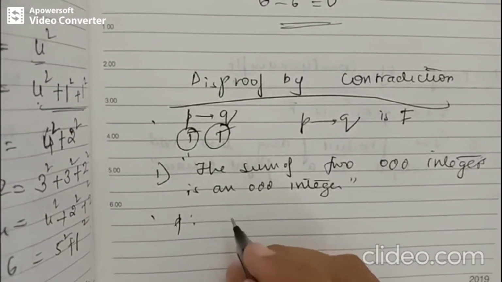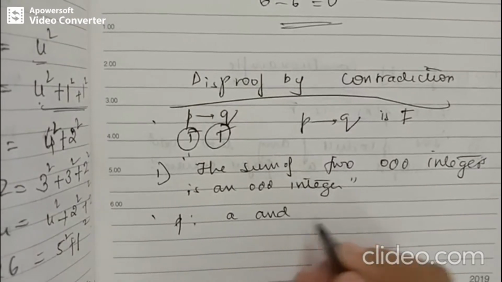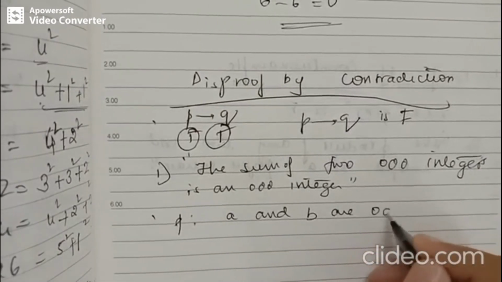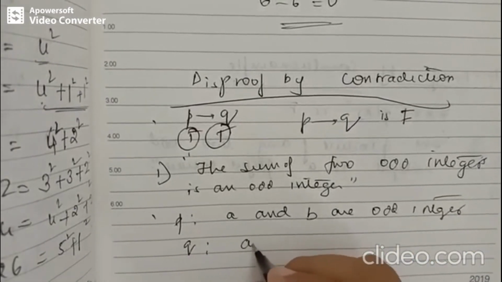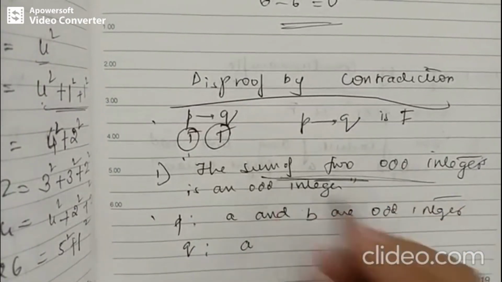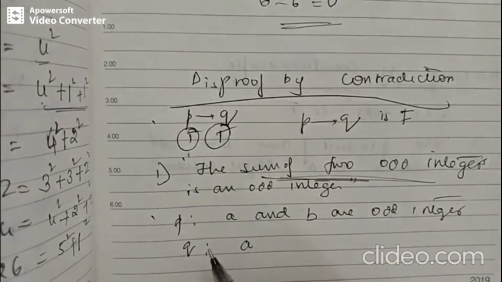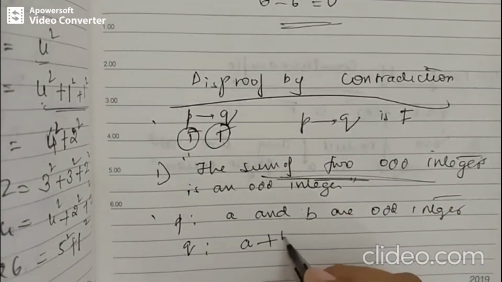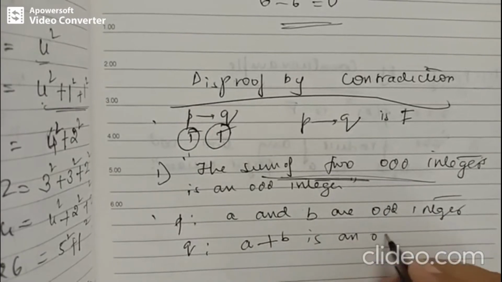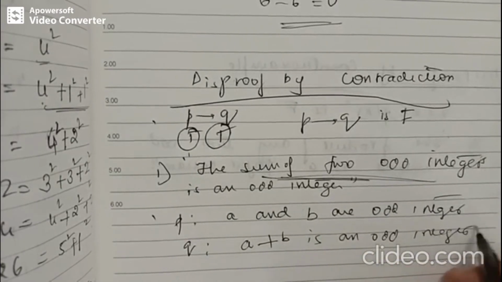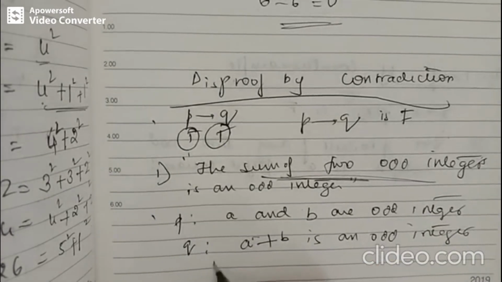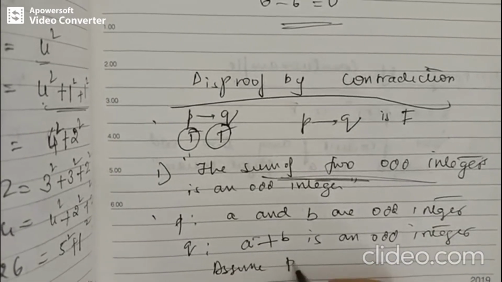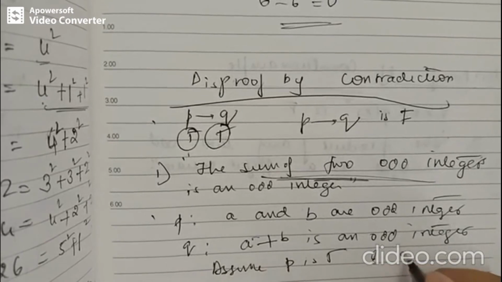If A and B are odd integers, let me take this as P, and Q is the sum of the two odd integers, that is, A plus B is an odd integer. So this is our P and this is our Q. What we need to assume is that P is true and Q is true.